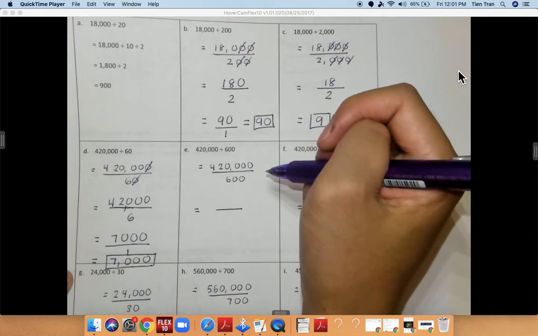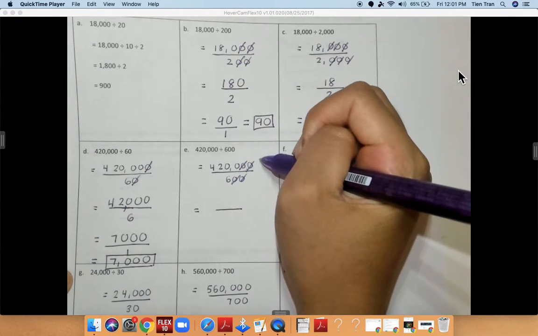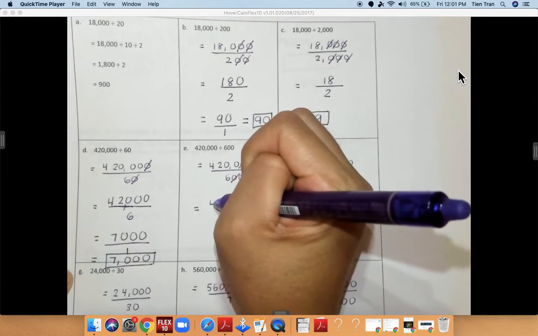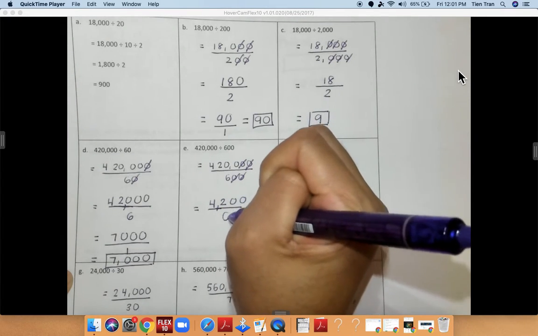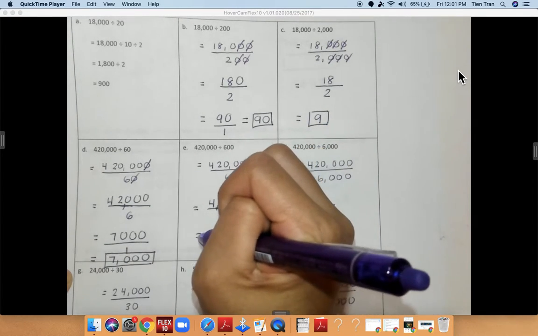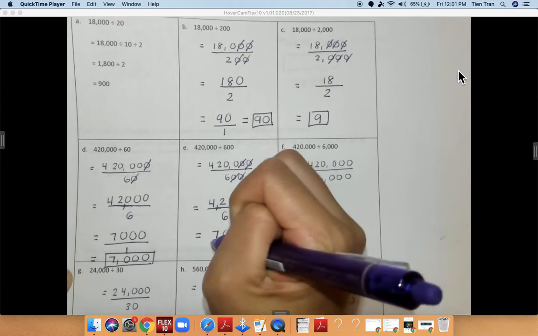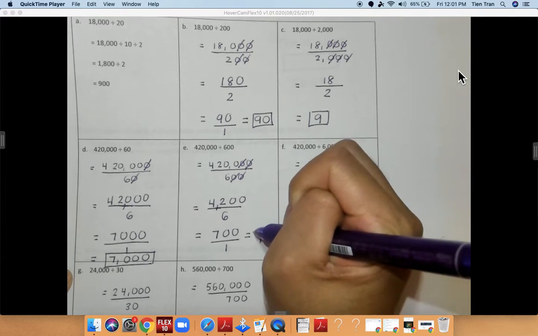My answer over here, I'm doing the same thing. I have 2 zeros, so I'm crossing off 2 zeros on the bottom, 2 zeros at the top. What I do to the bottom, I must do to the top. So now I have 4,200 over 6. 42 divided by 6 is equal to 7. And there are 2 zeros that I'm going to leave. 700 divided by 1 is equal to 700.